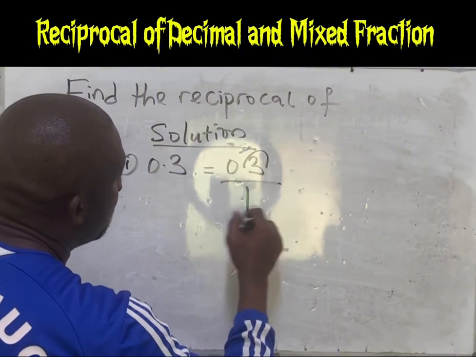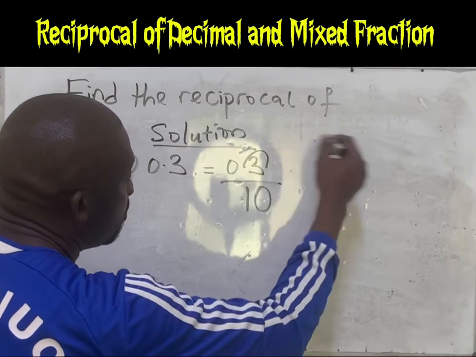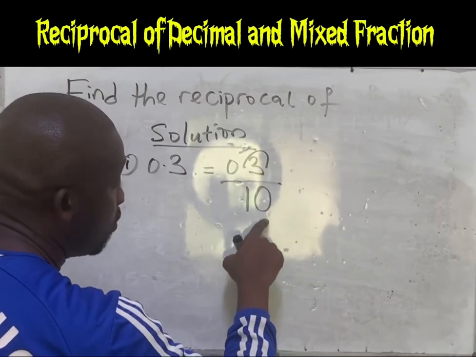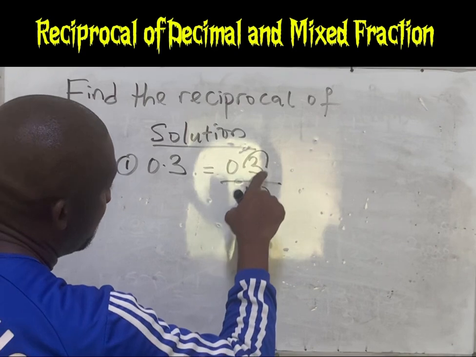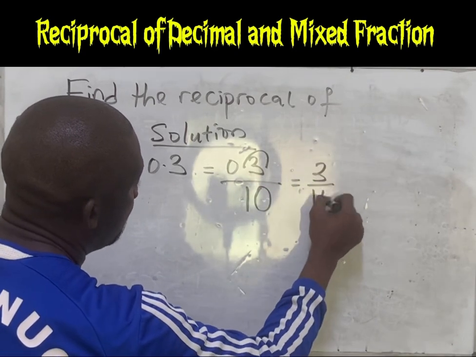How many times you move it, you add that number of 0s. If you move it 2 times, you add 2 zeros. So we just moved it once, so it is 1, 0. So we'll now be left with 3 over 10.